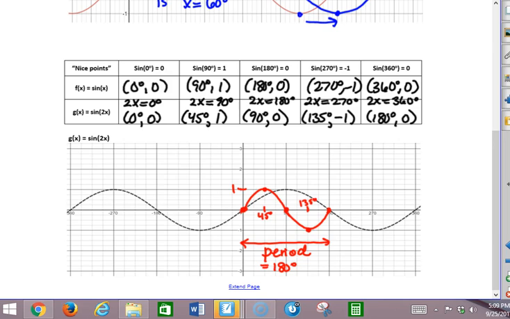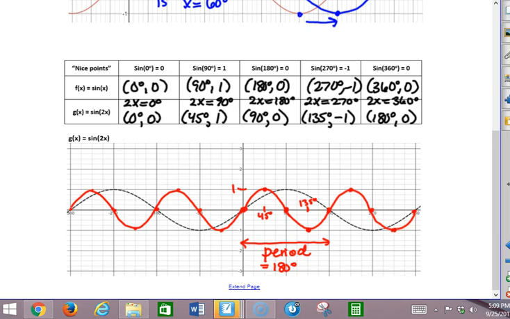If I were to draw another cycle of the graph, it would look like this. There's another cycle. So there are 2 complete cycles in 360 instead of 1. If I complete the graph going backwards, there's another cycle, and here's a final cycle of the graph. So now I have 4 complete cycles of the graph where there used to be 2.